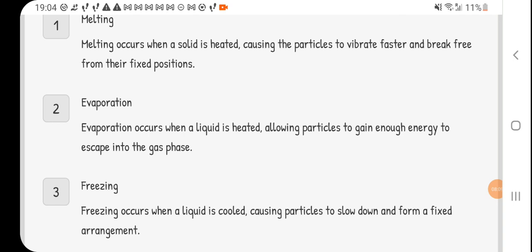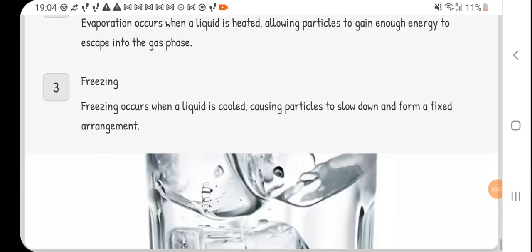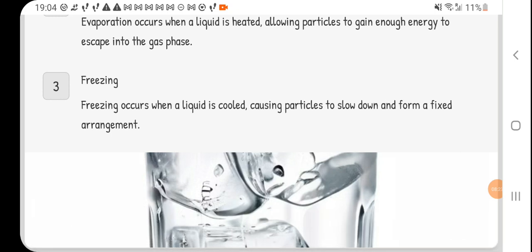Evaporation. Evaporation occurs when a liquid is heated, allowing particles to gain enough energy to escape into the gas phase. Freezing. Freezing occurs when the liquid is cooled, causing particles to slow down and form a fixed arrangement.